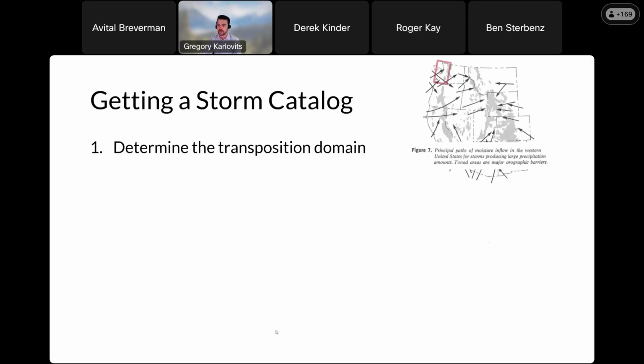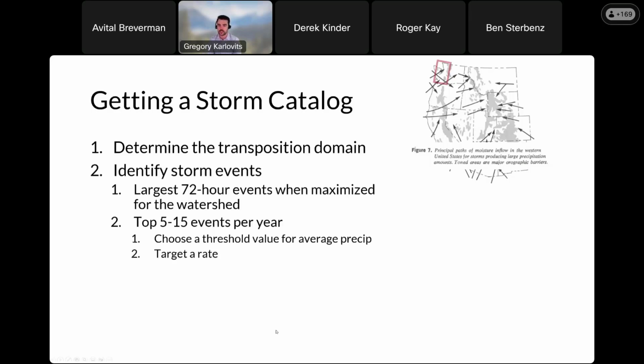Now, after you have that transposition domain, what you need to do is identify all the significant storm events in that area. And what we typically do is we use the 72-hour duration, mostly because that brackets both synoptic and mesoscale meteorology. So that's large scale, like cyclonic activity, and smaller scale, more convective type storms. And 72 hours has generally been, in the literature and from what we've seen, pretty performant.